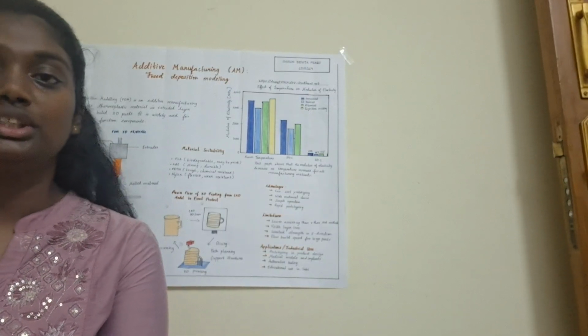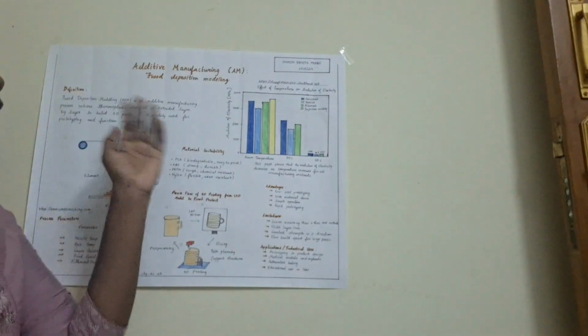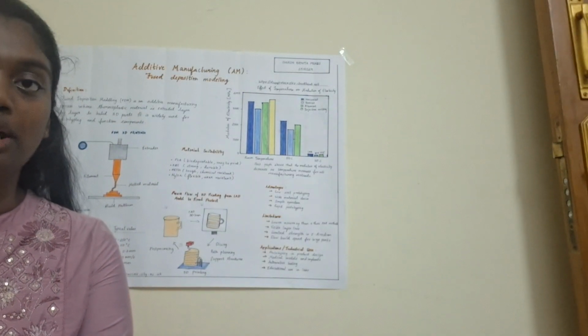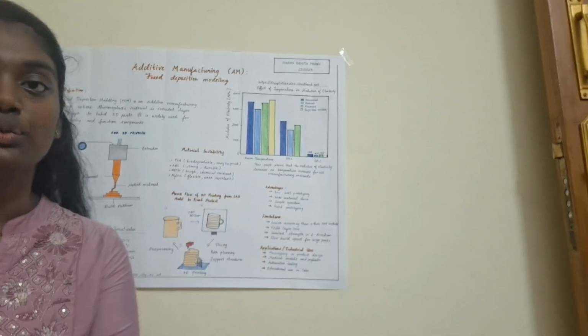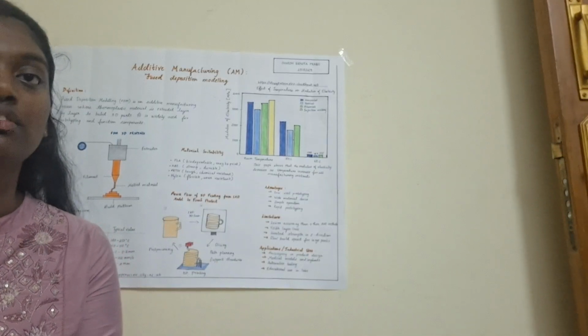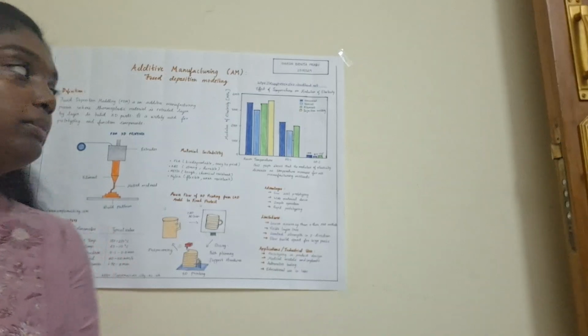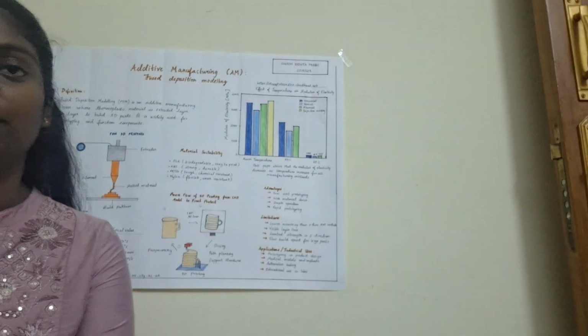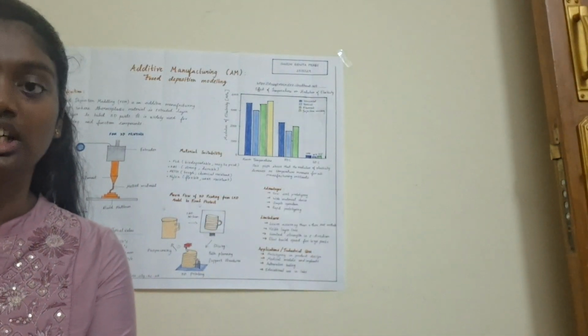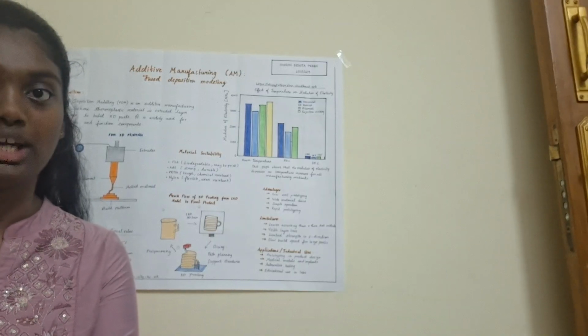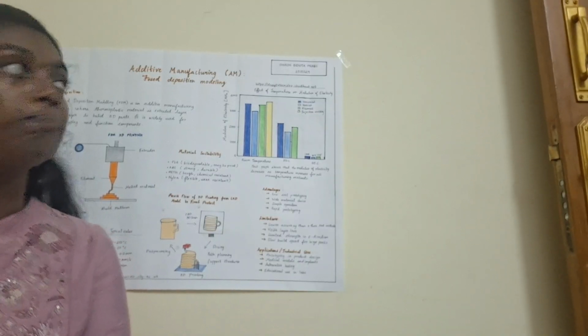Now we are going to see the fused deposition modeling definition. It is basically an additive manufacturing process using thermoplastic, which is melted, and it creates the object layer by layer on the building platform. It is mainly used for educational purposes, functional components, rapid prototyping and so on.